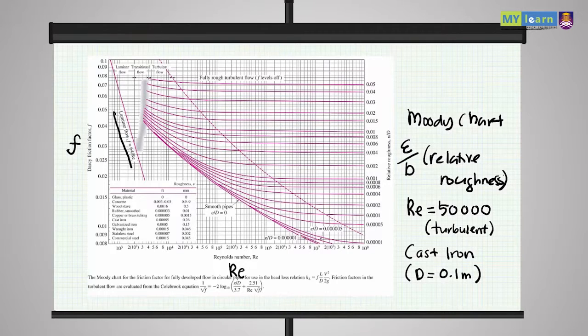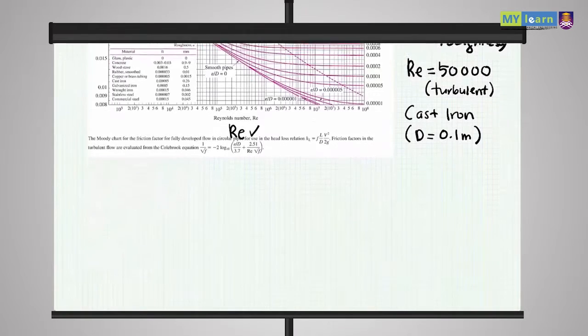Okay, if you have a condition like this, what we have to do is know which axis is important for the study. So in order to find F on the left side, we need to use RE on the bottom and also epsilon over D on the right side. Okay, so how are we going to go with this? First, let me prepare you for the Moody Chart. First, we need to know what will be the best RE to be used in the Moody Chart.